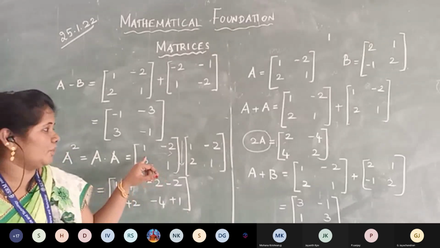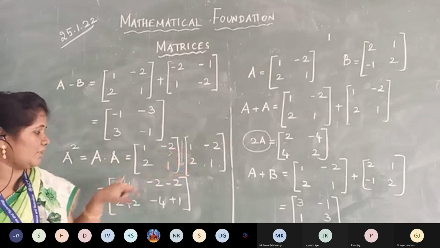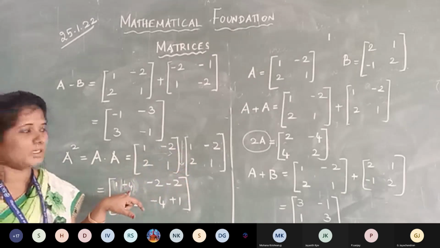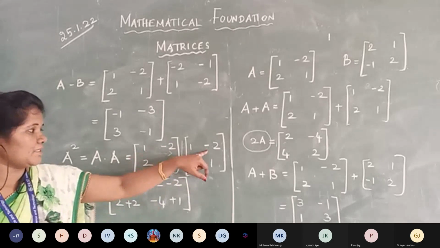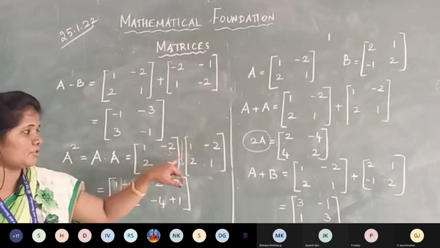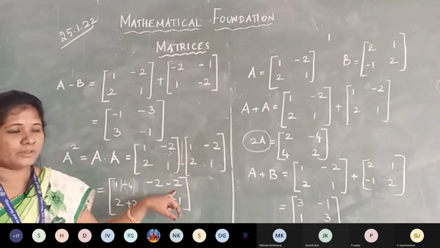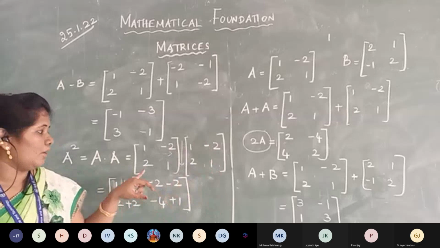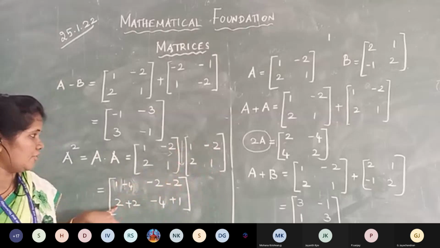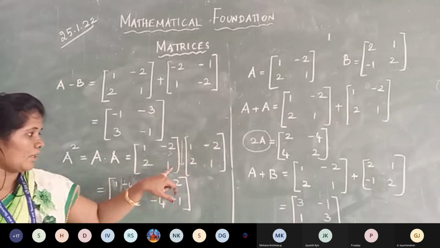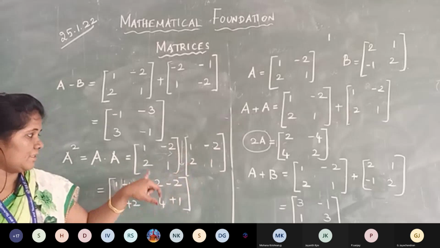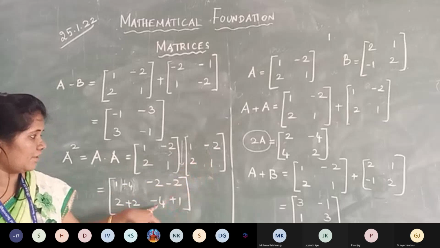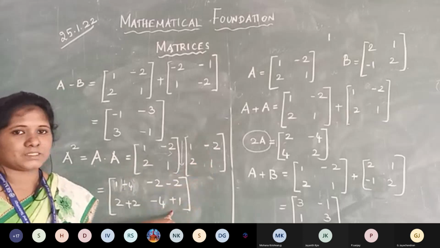How do you multiply? You will multiply with the sign. So 1 into 1 is 1. Minus 2 into 2 is minus 4. Okay. And next one, minus 1 into 2 is 2. Minus 2 into 1 is minus 2. Okay. First row, first column. First row, second column will be this term. Second row, first column: 2 into 1 is 2, 1 into 2 is 2. Next, second row and second column: 2 into minus 2 is minus 4, 1 into 1 is plus 1.